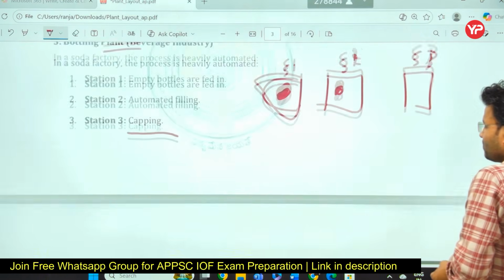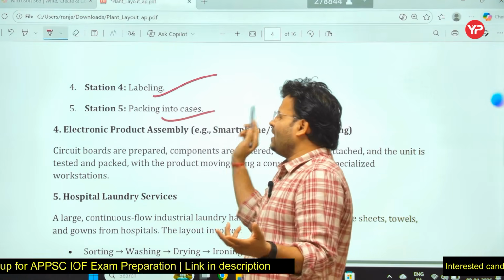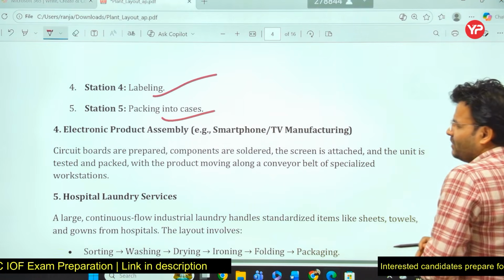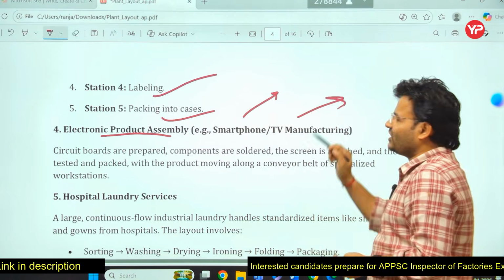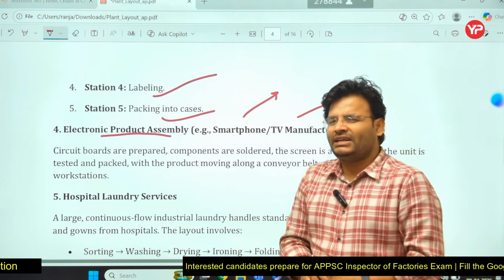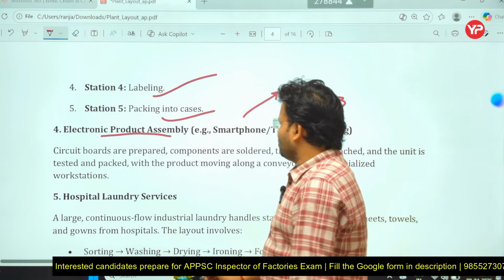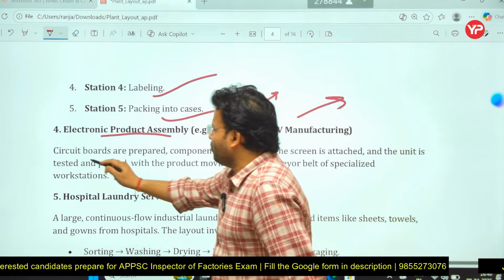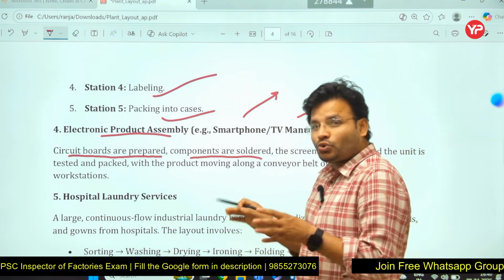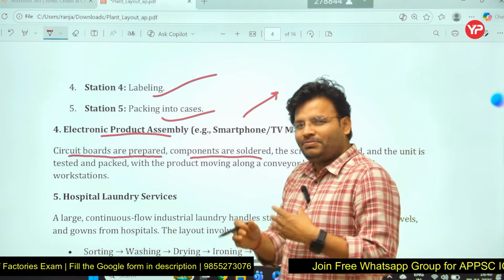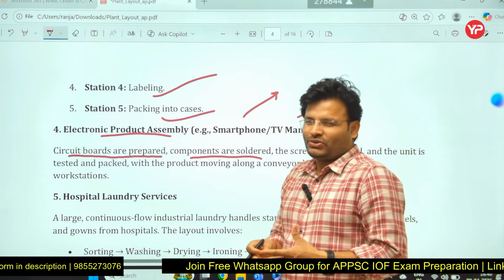Then station 4 is labeling, and station 5 is packing into cases. Similarly, electronics product assembly like smartphones and TV manufacturing all come in that category. Suppose you have to manufacture an iPhone. First, circuit boards are prepared, and after that components are soldered or brazed. You might have understood different types of welding processes: soldering, brazing, or alloyed welding.